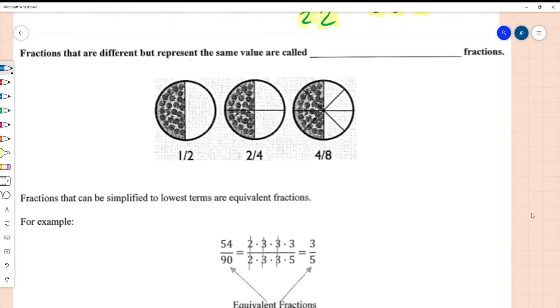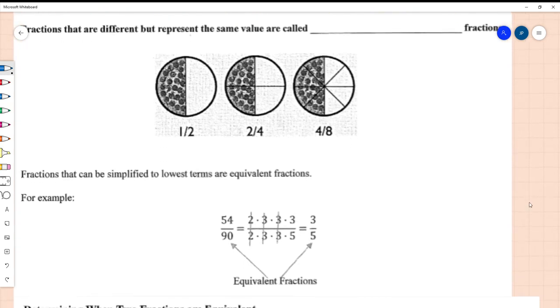Okay, fractions that are different, made up of different numbers, but represent the same value, are called equivalent fractions. And then you can see visually some examples here. We have 1/2. This is, I guess, a picture of a pizza. We have 1/2 of the pizza, but you can also say we have 2/4. If you split this into fourths and you get 2 of those fourths, you can see by the picture, it's the same exact quantity. 2/4 is the same as 1/2.